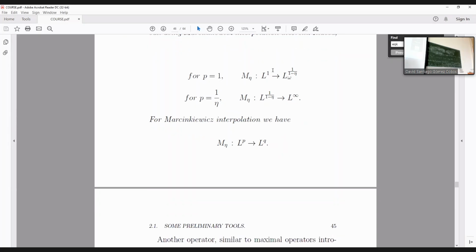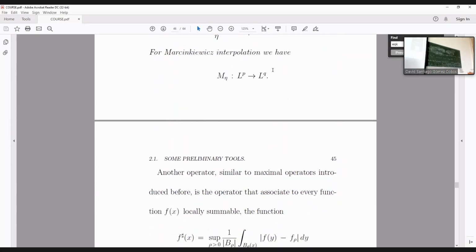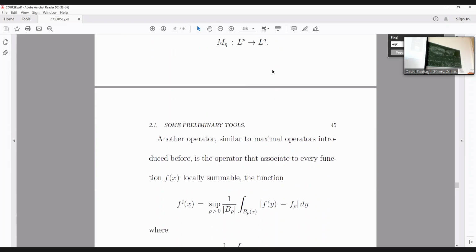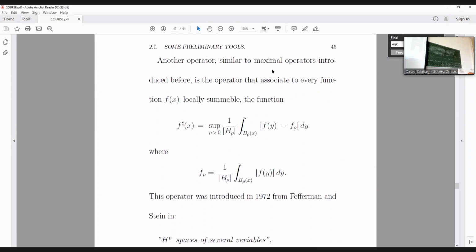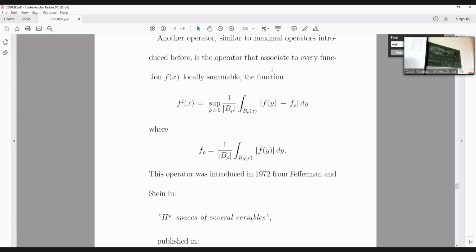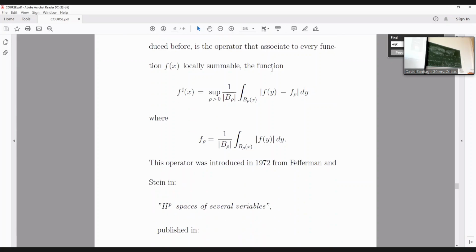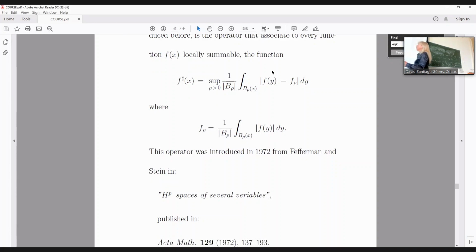Then, another operator similar to the maximal operator introduced before is the operator associated to every locally summable function f(x). This is named the sharp function. The sharp function is the following one. Let us define it with this symbol here.